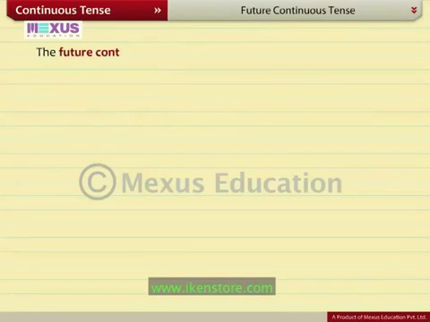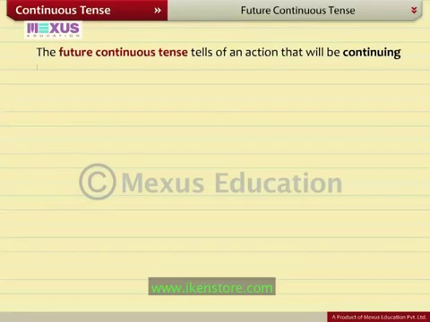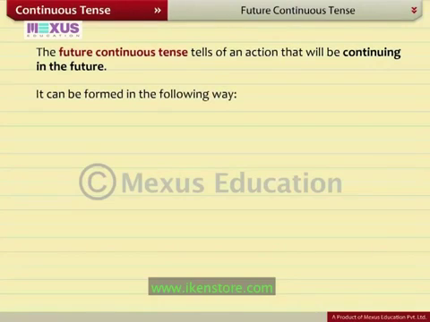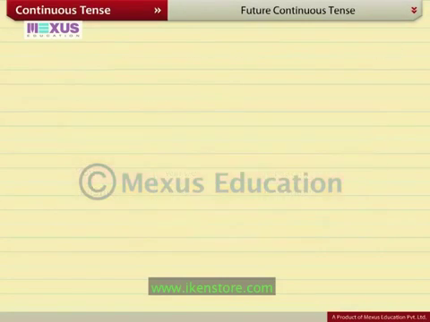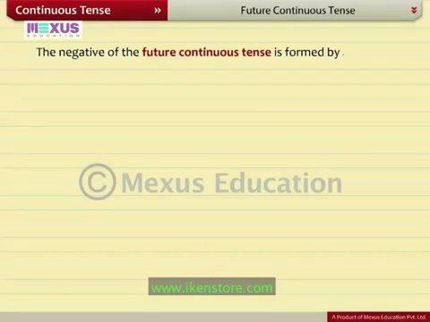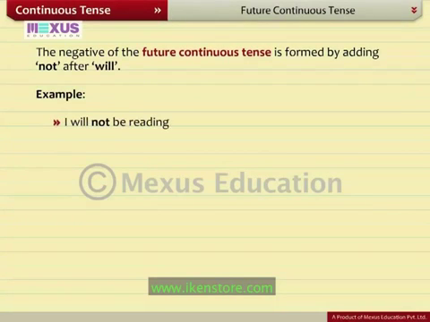The future continuous tense tells of an action that will be continuing in the future. It can be formed in the following way: will be plus present participle. For example, I will be reading. The negative of the future continuous tense is formed by adding not after will. For example, I will not be reading.